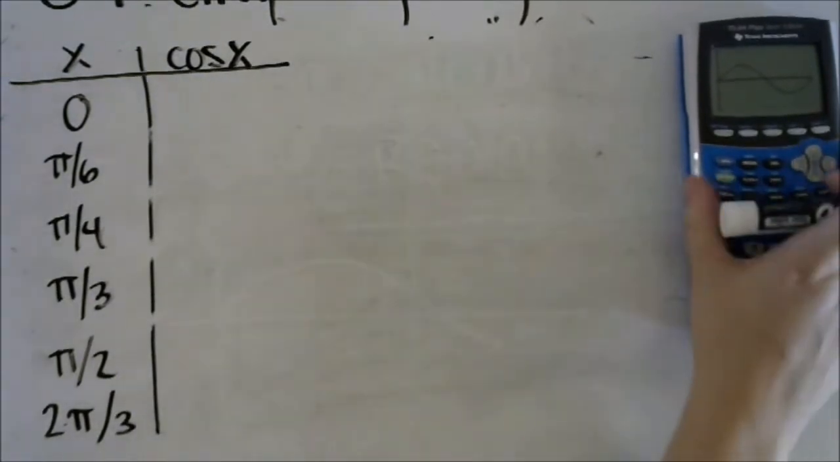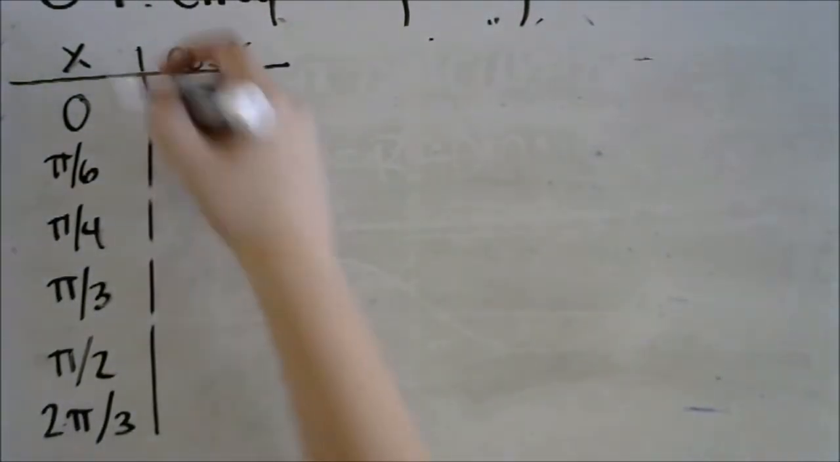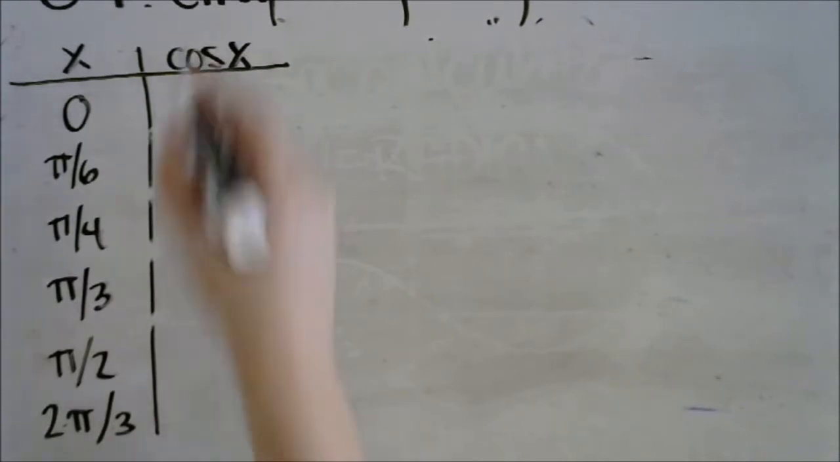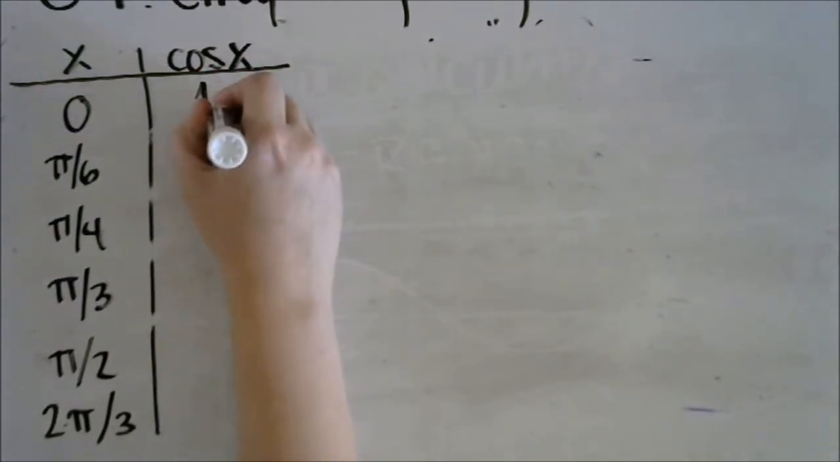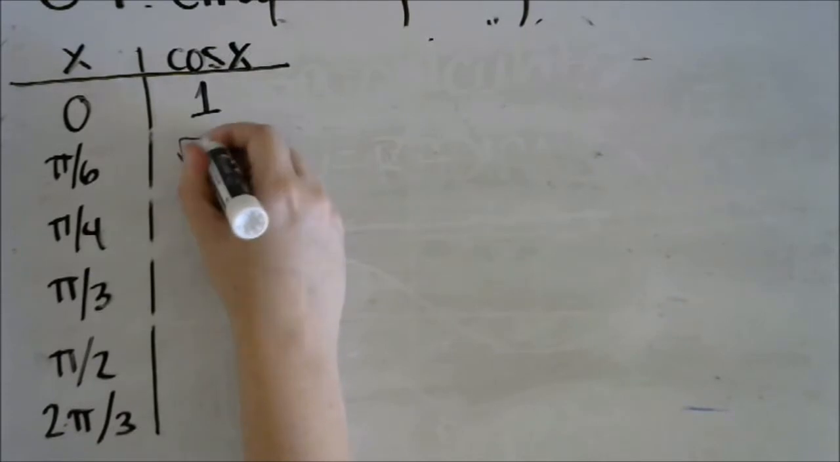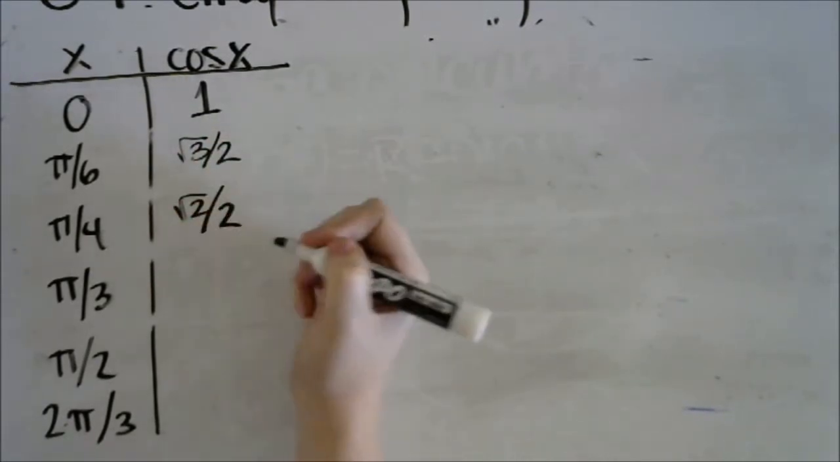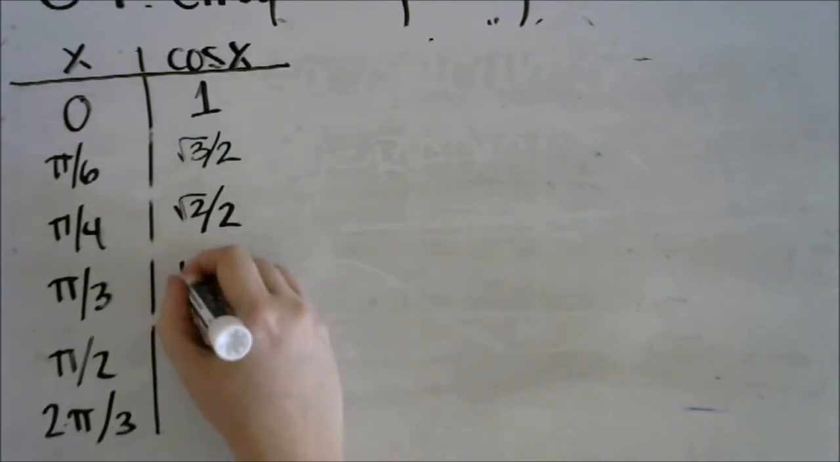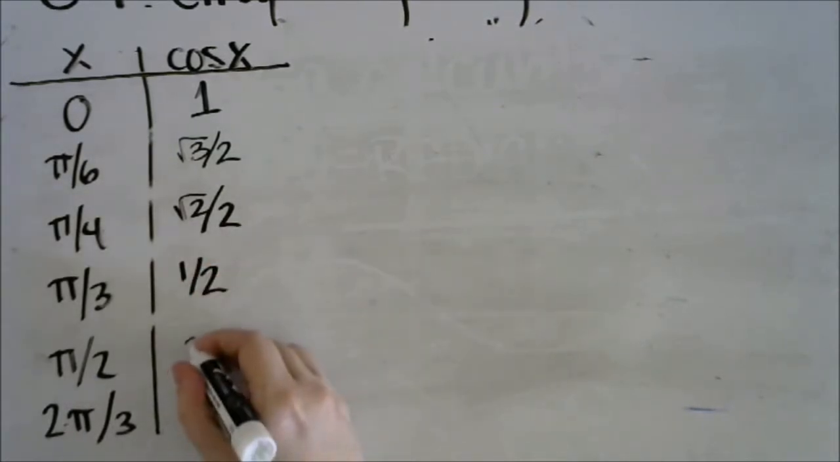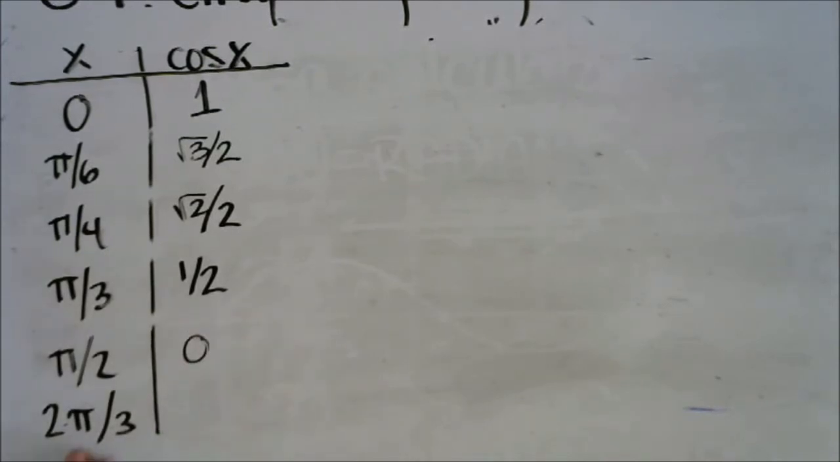What are all of the unit circle values for this domain? At 0, cosine is 1. At pi 6, cosine is rad 3 over 2. At pi fourths, cosine is rad 2 over 2. At pi thirds, it's 1/2. At pi halves, cosine reaches 0. What's cosine at 2 pi thirds? The first cosine value in quadrant 2 is negative, -1/2.